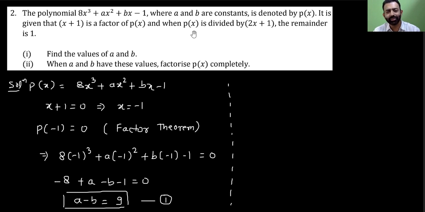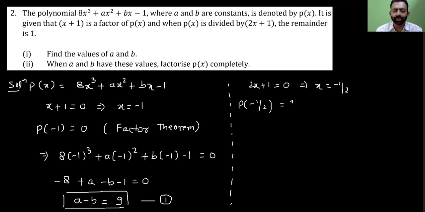In factor theorem, that value is 0 because you won't get any remainder, right? You remember that I told you when we were doing remainder and factor theorem, that factor theorem is a special case of the remainder theorem when you get the remainder value as 0. That means that the divisor is a factor of the polynomial. Okay, so putting 2x plus 1 equal to 0, you will get the value of x as minus half. So p of minus half must be equal to plus 1 according to the remainder theorem.